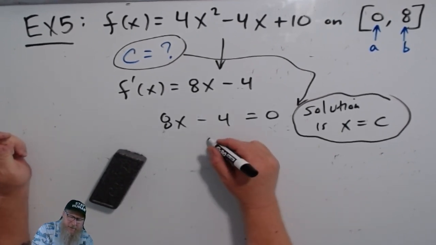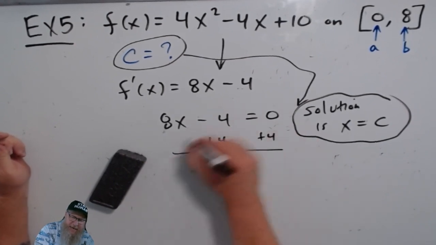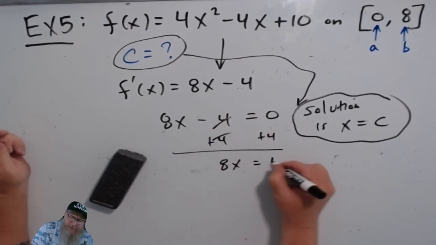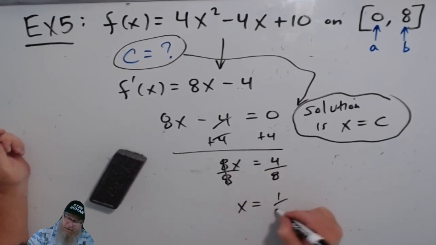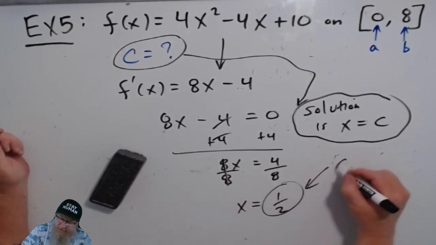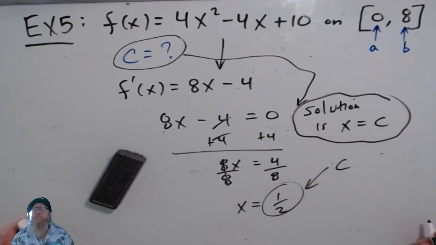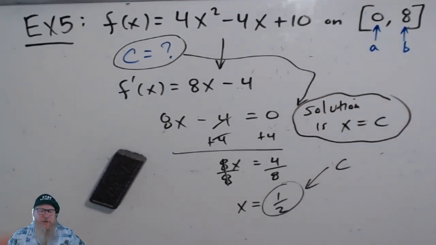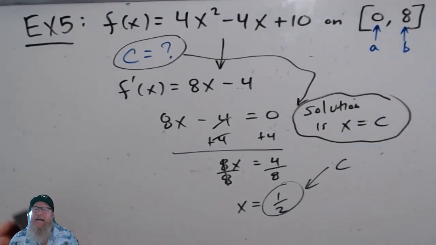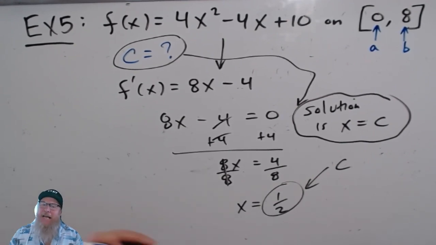All right, so we're going to solve this. Add 4 to both sides. Divide by 8. And you get 1/2. So that's our c. Okay, c is 1/2. Notice it's on the interval. It's between 0 and 8. So now, without actually drawing the graph, we're guaranteed that we're going to get one maximum and one minimum. Absolutes. It's the absolute extremes.